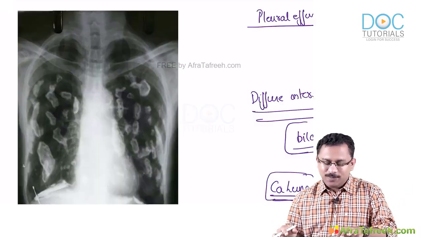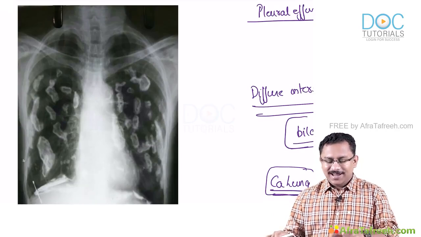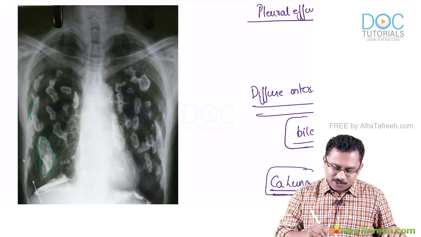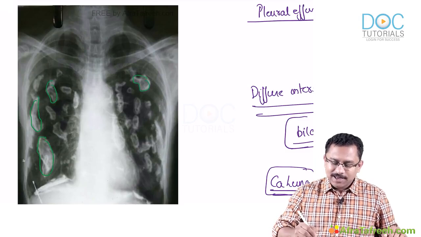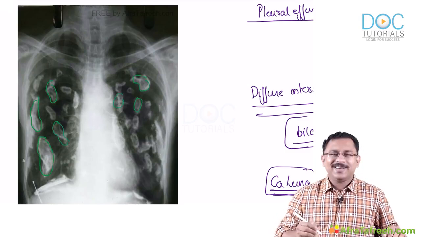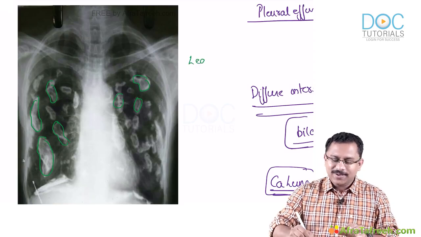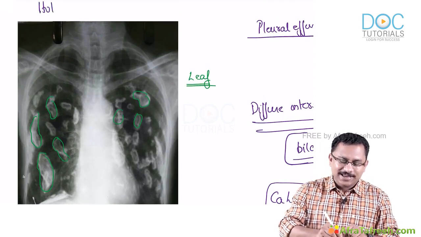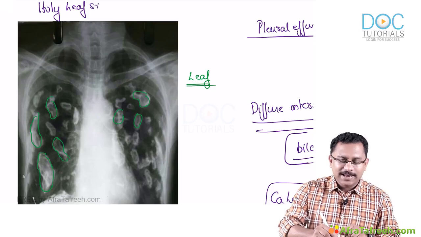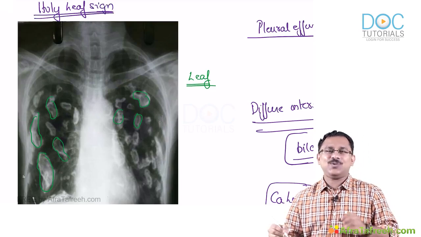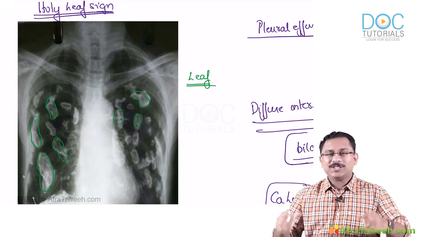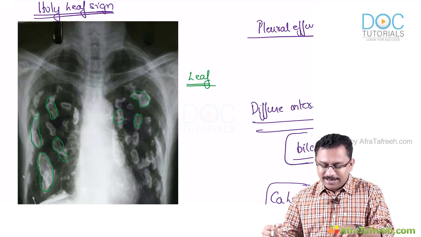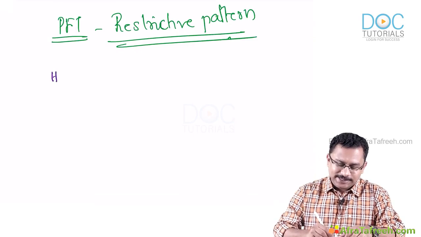And there is another spotter which may be asked for you. Are you able to see that there are so many plaques? These are very large plaques, correct? And some of them have a leaf structure. You agree with me? A structure like a leaf. This radiological sign is referred to as the holly leaf sign. That is when you have extensive pleural plaques.